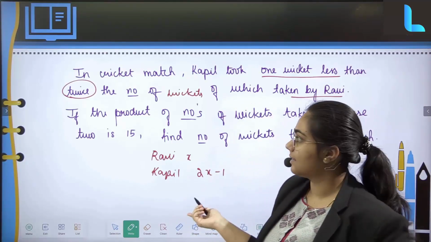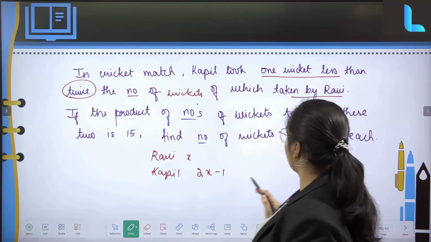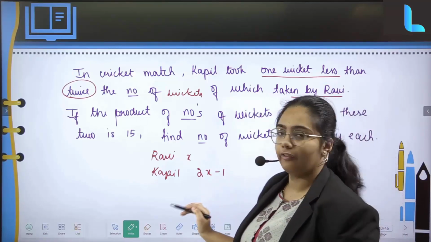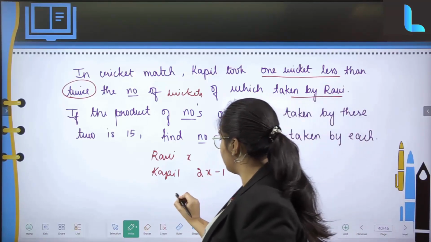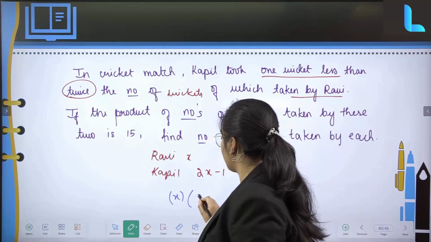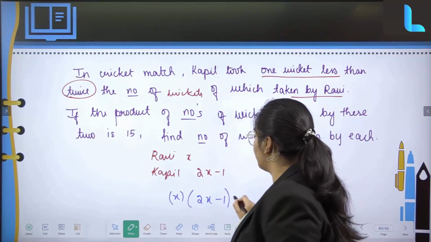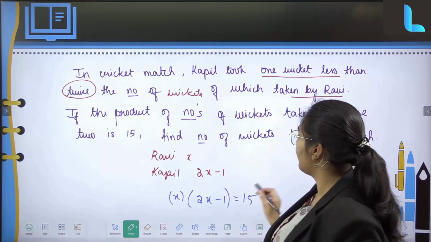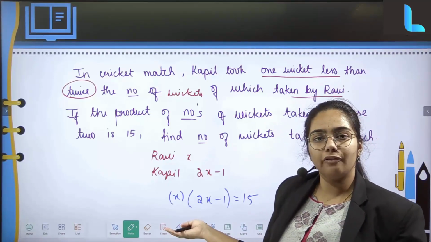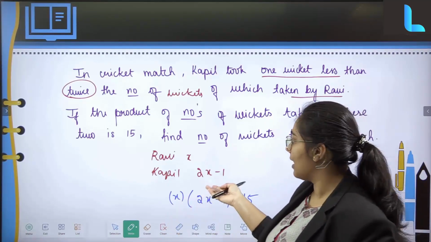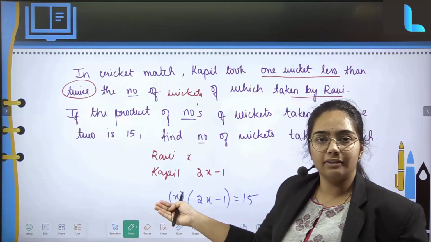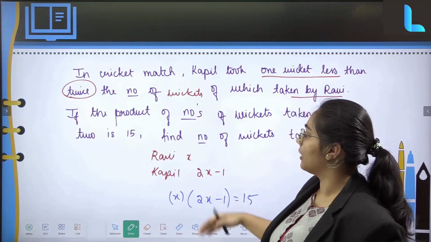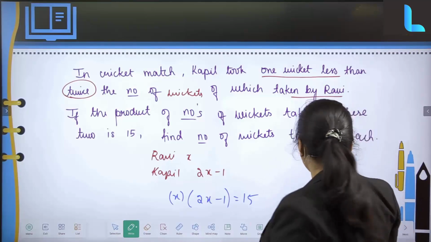So what is the next thing given? The product of the number of wickets taken by these two is 15, that is x into 2x minus 1 is going to be equal to 15. Find the number of wickets. You just solve for this and you will get the value of x. Once you get the value of x, you can write the number of wickets for both of them, right?